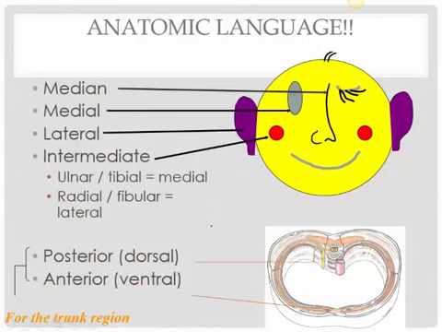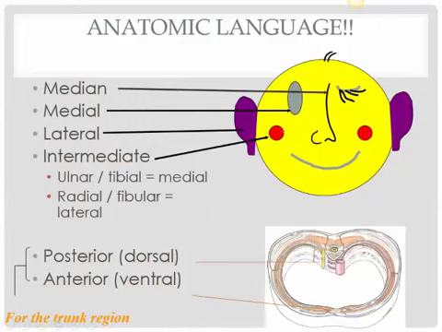So let's look at some other terms that we use in anatomy and get used to using these terms. You can combine these terms. And another thing to remember about some of these terms is that they are relative. So let's look at the first one, which I already told you. Median means right in the midline. Medial means anything close to the midline. Lateral means anything further away from the midline. And intermediate obviously means something in between.